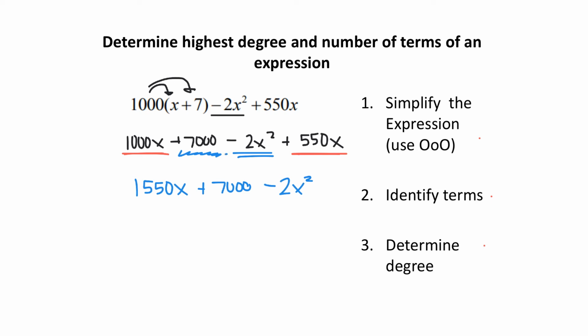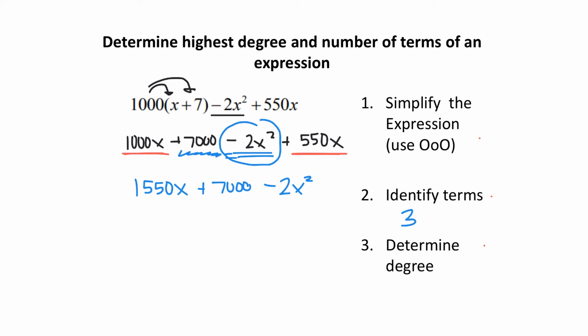Now the reason that I incorporated that is because you need to make sure that the x squared term stays negative, because that negative 2 is associated with it. And so here's our simplified answer. We have 3 terms here because there are 3 unique different things here. We have an x squared, an x, and just a number.